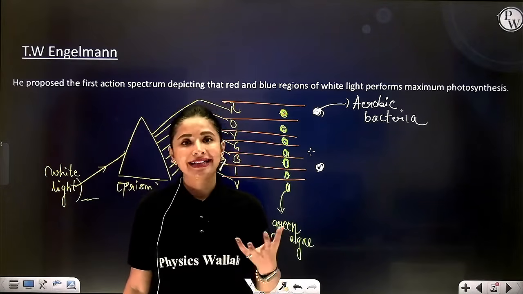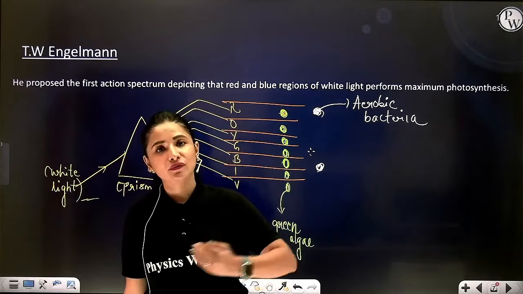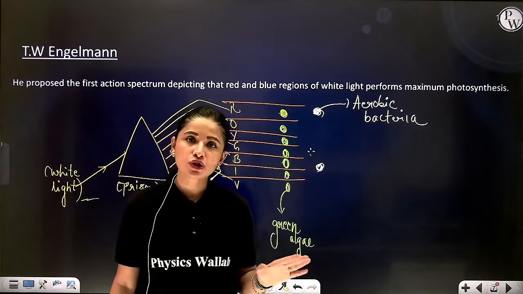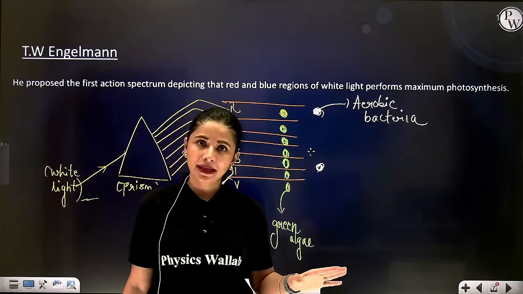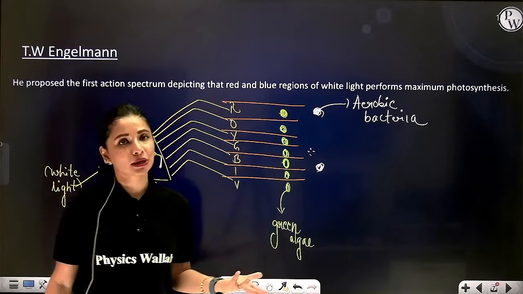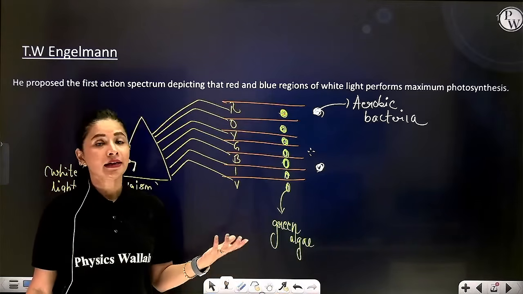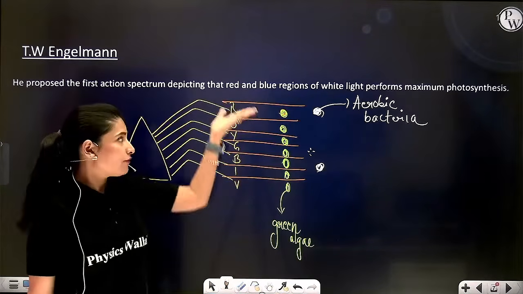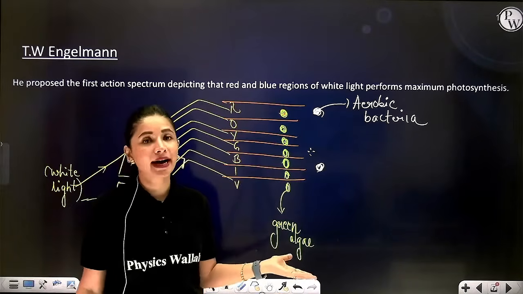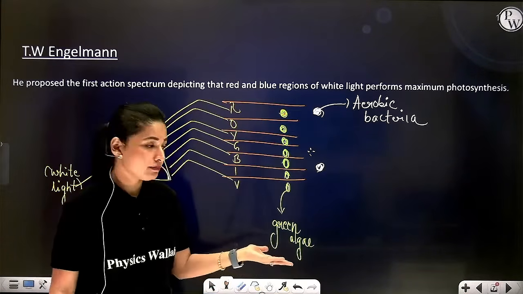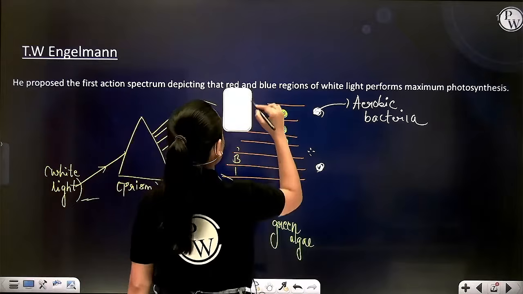You know that green light is the one which is reflected back. It is not absorbed by the photosynthetic pigments, and that is why leaves majorly appear green in color. So with the help of this experiment by T.W. Engelmann, we came to know that there are 2 regions.